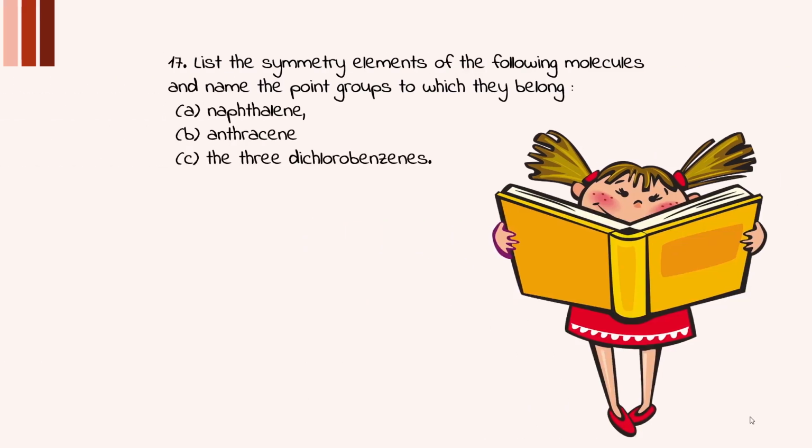List the symmetry elements of the following molecules and the point group to which they belong. Naphthalene, anthracene, and the 3 dichlorobenzenes. Well, very easy. Naphthalene and anthracene, I suppose you will find in certain videos inside. And the dichlorobenzene derivatives have also been given earlier, but we have not given the results in that sequence as well. Try to work out for yourself. It's quite easy to understand.